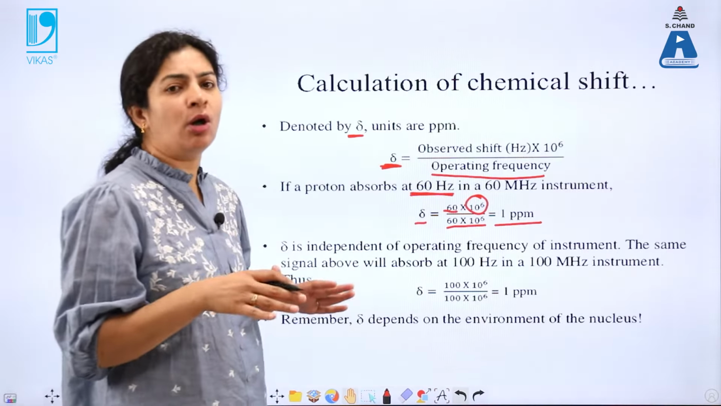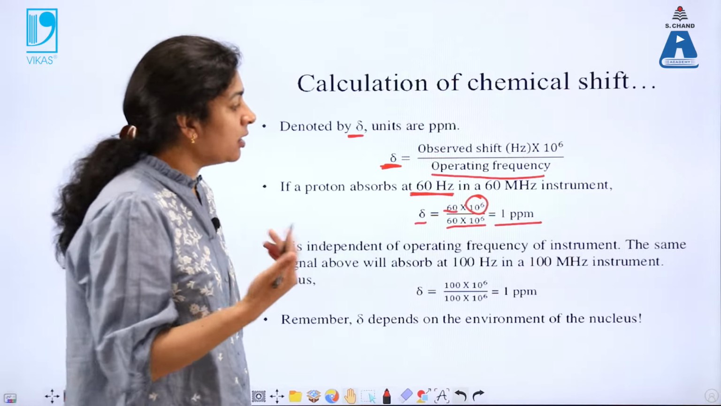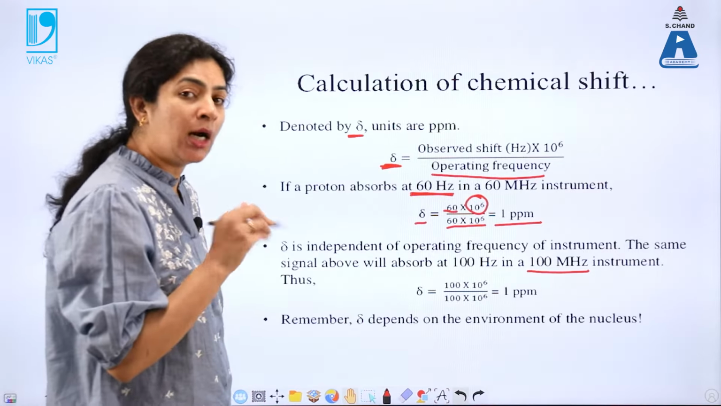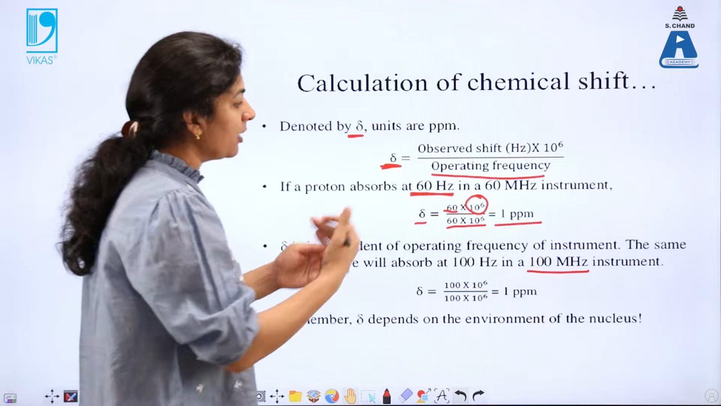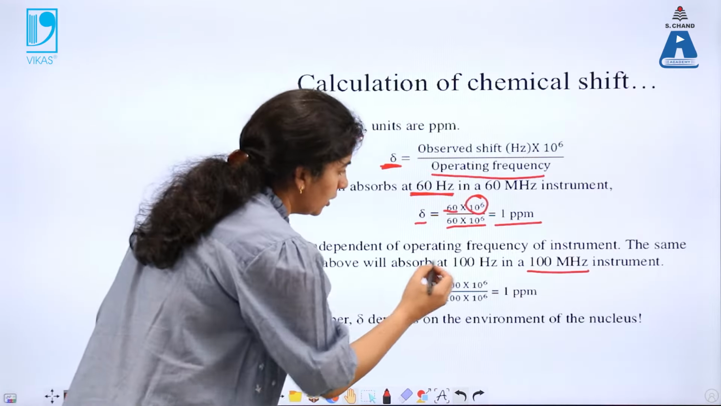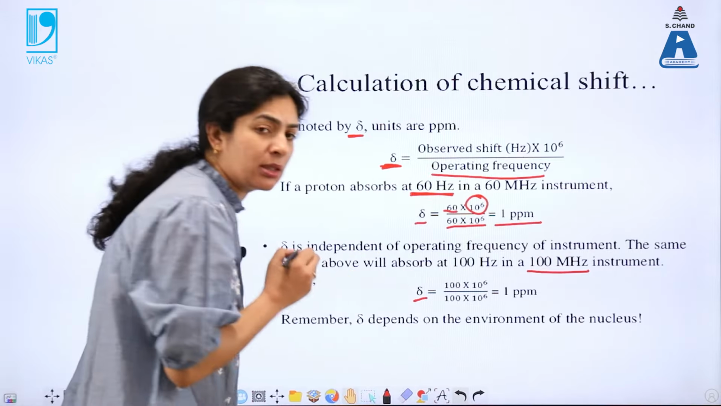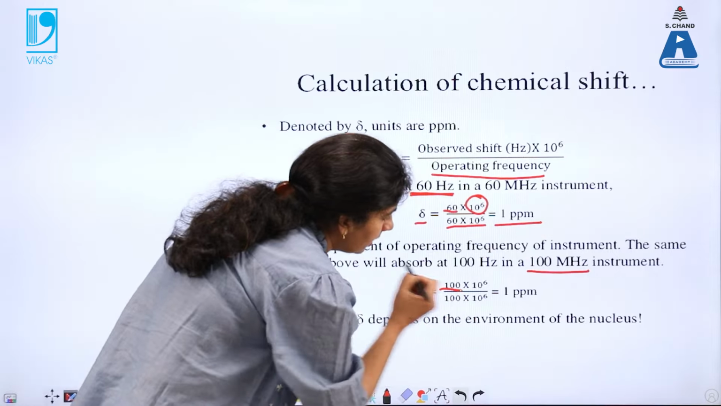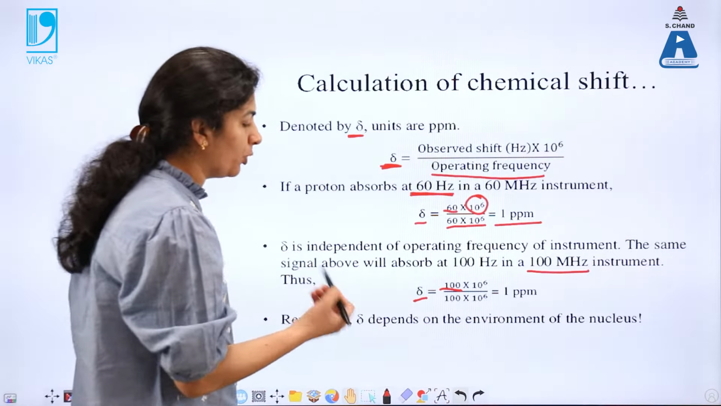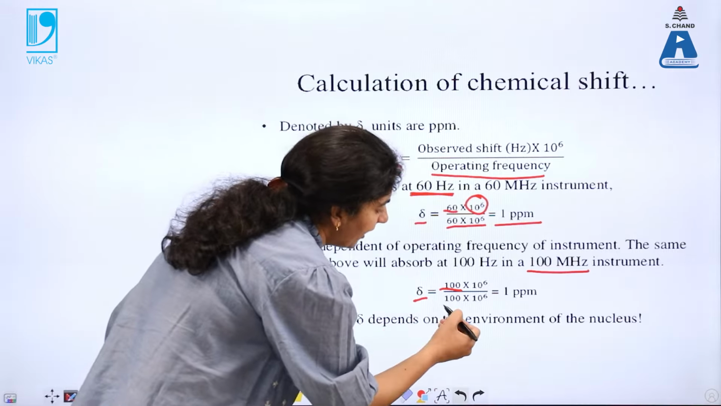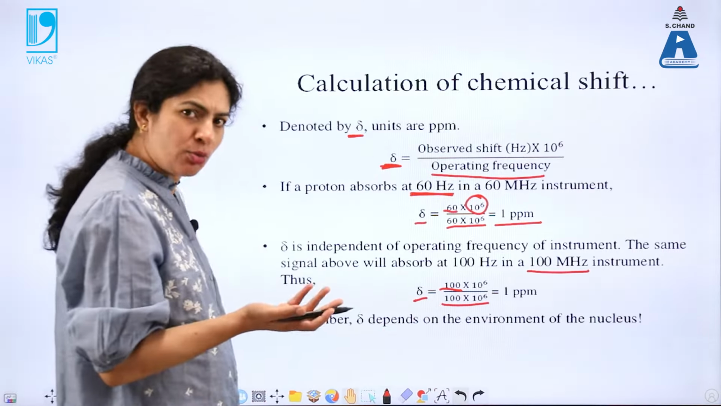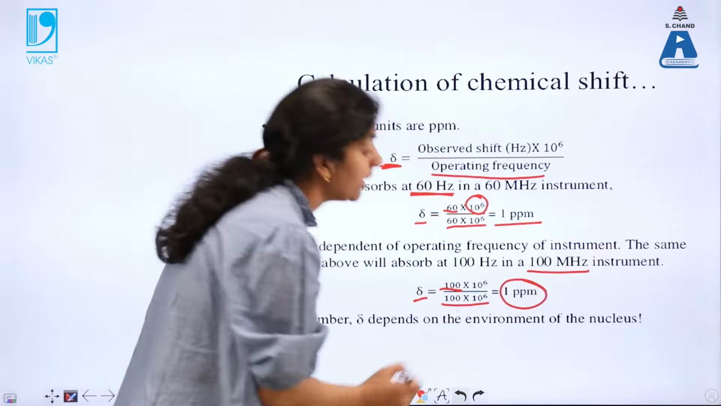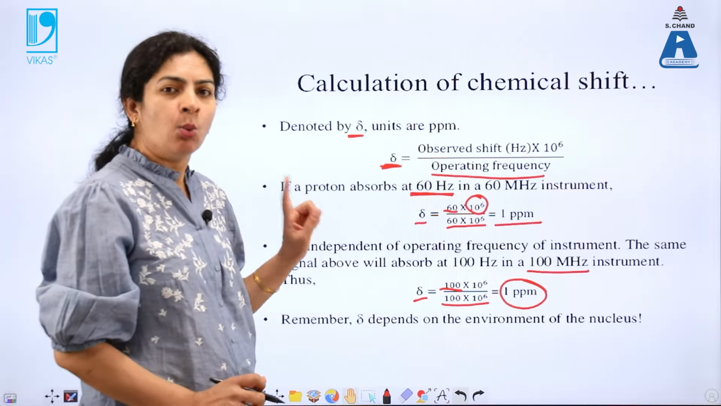Now the same proton, when we record the spectra using a 100 megahertz instrument, will absorb at 100 hertz. So how do we compare this 60 hertz or 100 hertz? Again by converting this into delta, that is chemical shift. So on a 100 megahertz instrument, this is the frequency at which the proton will absorb, that is 100, divided by the operating frequency of the instrument, multiplied by 10 raised to power 6. So we can see here clearly that it is also coming out to be 1 ppm.